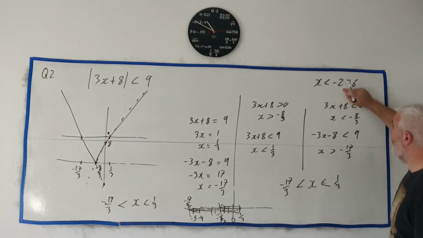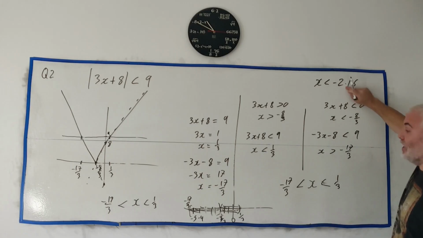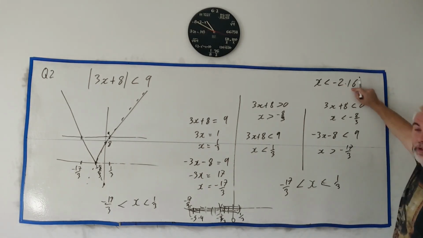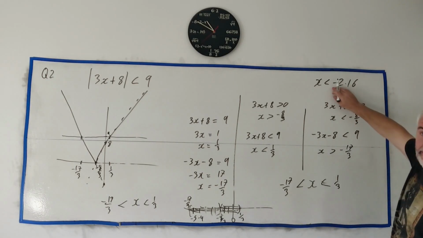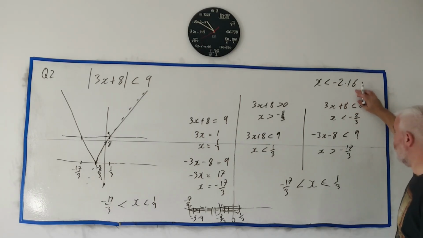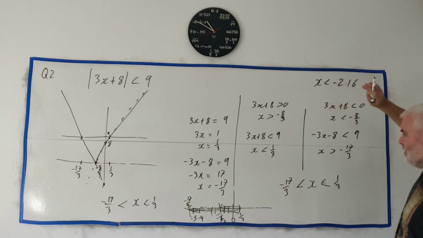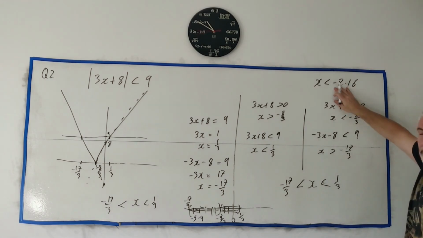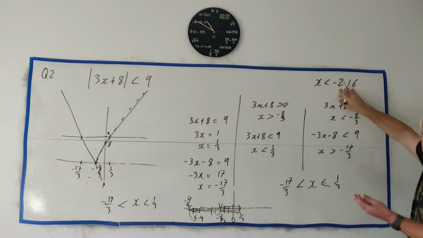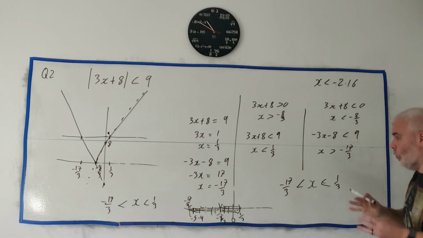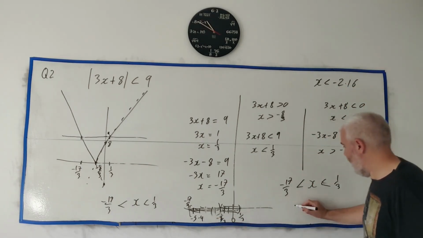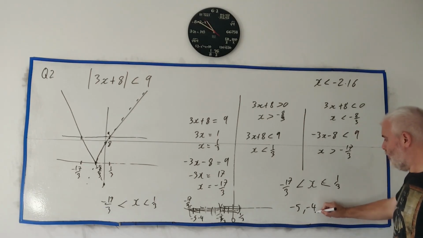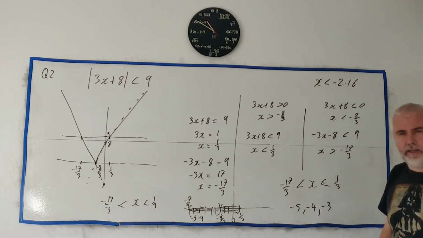But this one doesn't have -2 in it. Doesn't have -1. -2 is not less than -2.16. -1 is not less than. 0 is not less than. But -3, -4, -5, -6, -7, -8, all of them are less than. The only place they all agree is at -5, -4, and -3.